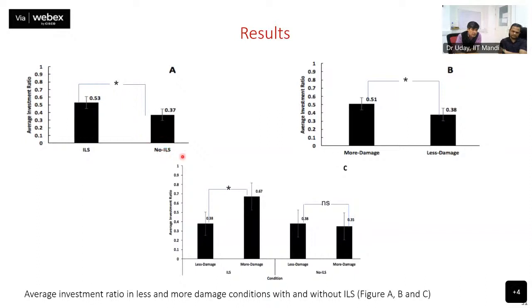And the x-axis is when there is no tool, when it's just paper and pencil, they are given just this model on a piece of paper and asked to respond. So you can actually see almost double, or 53%, of their investment they're putting when the tool is present, when feedback is present, versus when there is no feedback. So definitely these simulation tools have an effect on increasing people's response to disasters like slides.